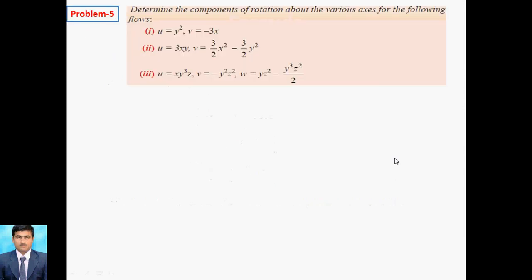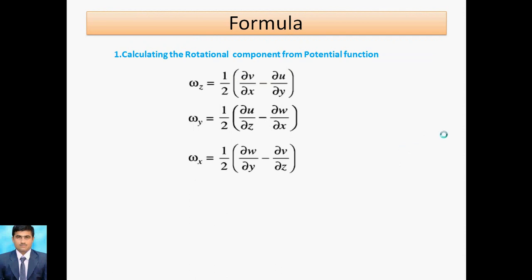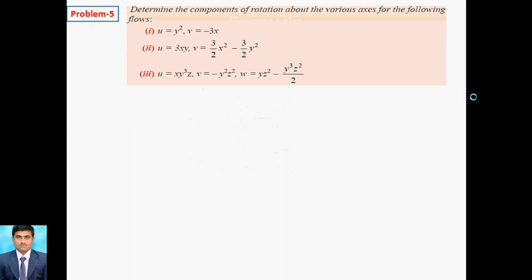Now we have already discussed this formula, the rotational components. ωz is equal to half of ∂v/∂x minus ∂u/∂y. For the ωy component, it is half of ∂u/∂z minus ∂w/∂x. And for ωx, the rotational component is half of ∂w/∂y minus ∂v/∂z. Okay, this is the formula. Now we will discuss the problems.